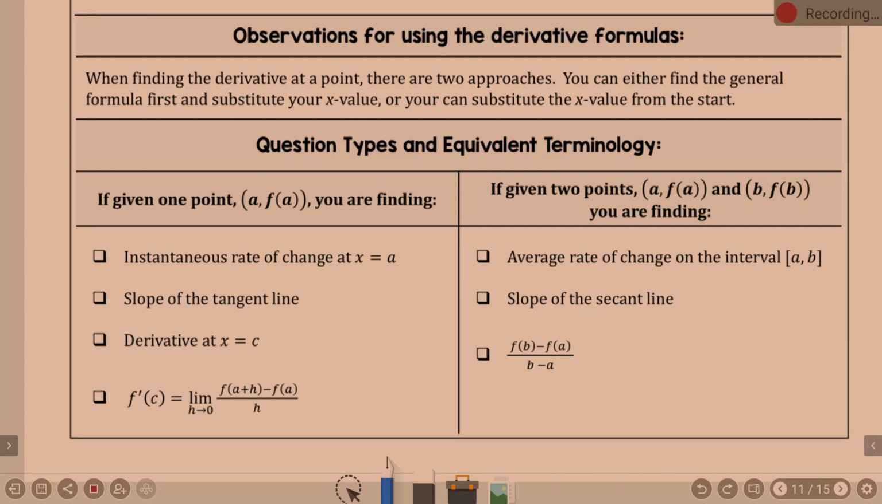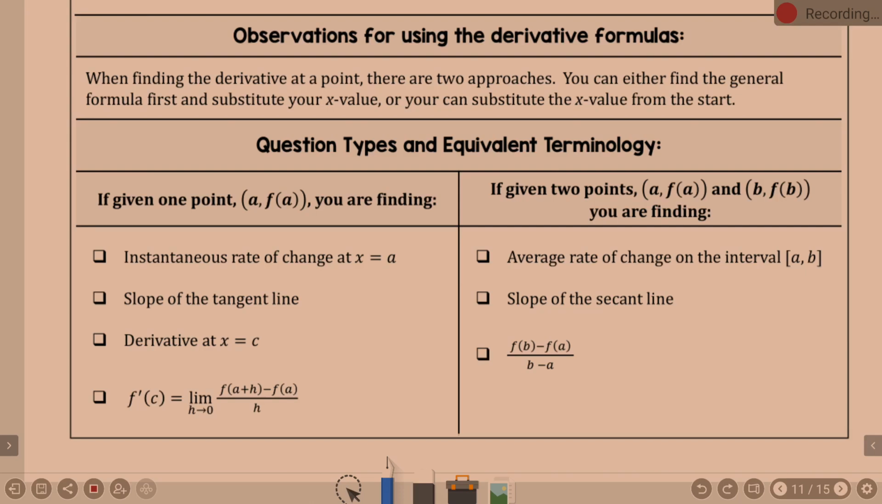So, if given 1 point, and we're talking about slope of the tangent line, instantaneous rate of change at x equals a. So that is IROC, right? That's our IROC there, and that is the definition of the derivative. Slope of the tangent line, it's a derivative at the point x equals c, or f prime of c is equal to the limit as h approaches 0 of the limit of the difference quotient. So if you're given 1 point and asked to find the slope there, we have to think derivative. That's the whole idea here.